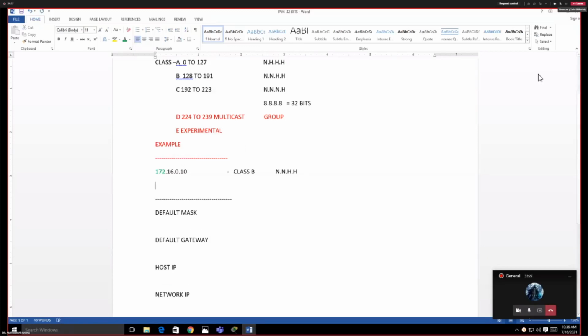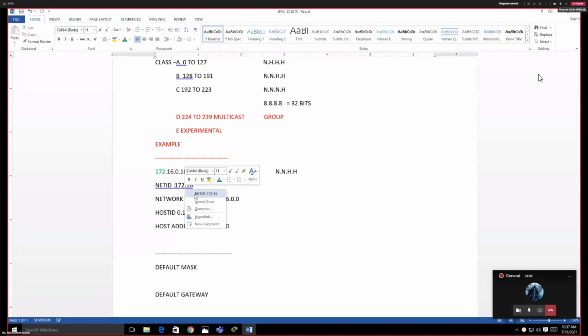Now if I ask you the question: net ID and network address, then host ID and host address. If I write 172.16 in the network address, 172.16.0.0, in the host ID if I write 0.10, and in the host address if I write 172.16.0.10, then are these 4 values correct or incorrect?